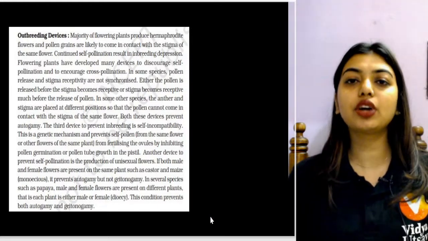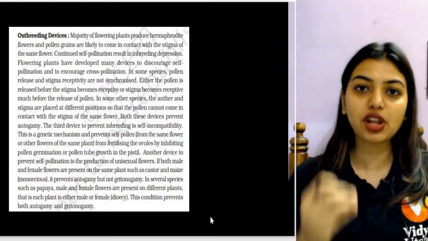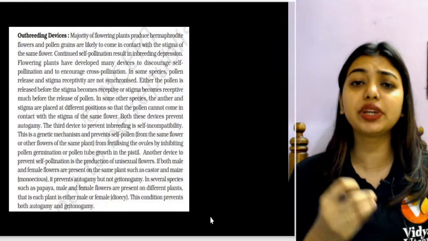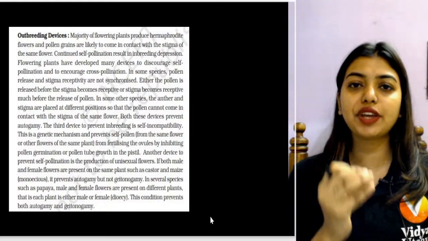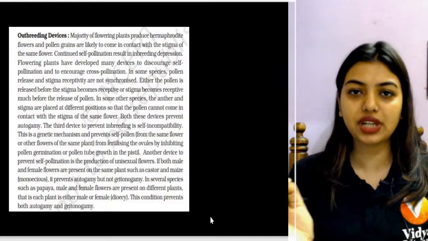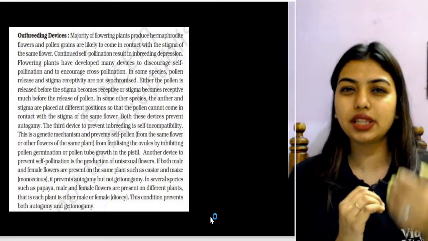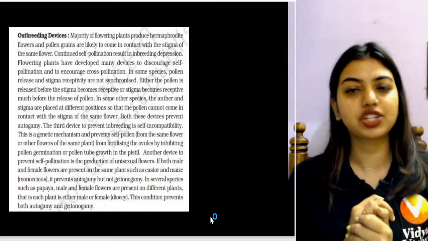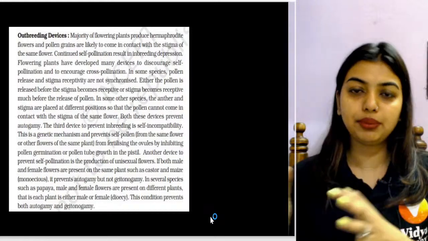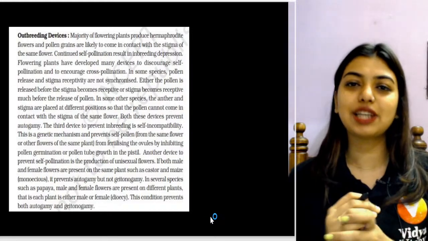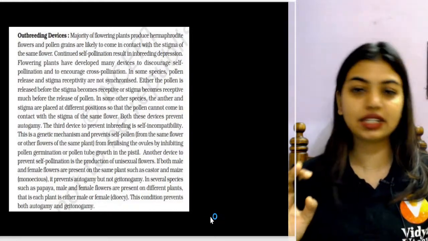So today we are going to do sexual reproduction part 3. We were continuing, and yesterday we did part 2, where we understood up to the starting of post-fertilization events, and we did outbreeding devices, inbreeding depression, all these topics. Today we are going to complete from there, and we are going to complete the chapter as well. So let's directly dive into the video.